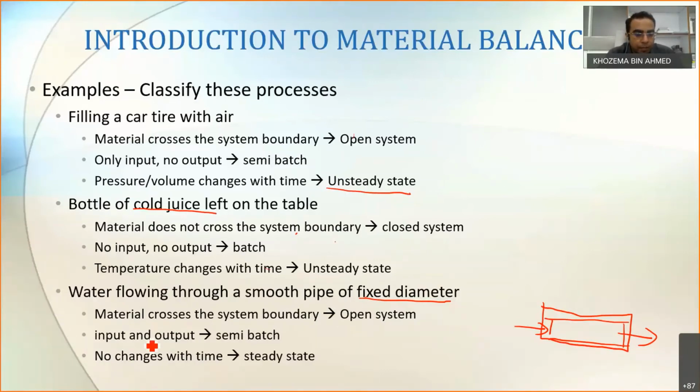Input and output. So this should be, oh, why is it semi-batch? It should be continuous. This is wrong. This is a continuous process because there is no accumulation in the pipe. And then no changes with time. There's no change in volume, there's no change in temperature, there's no change in mass. So this is a steady state process. So this should be continuous, not semi-batch.